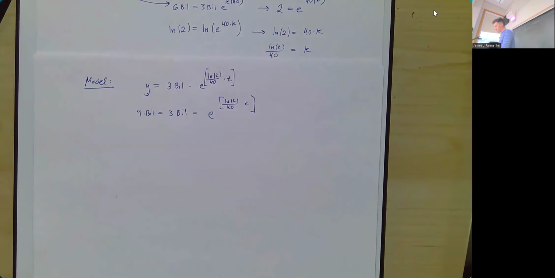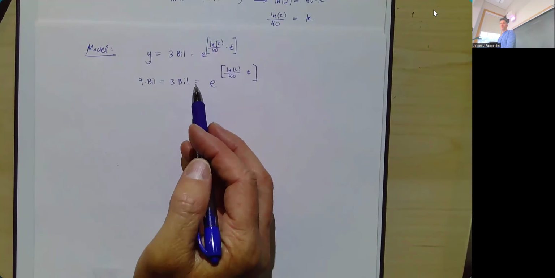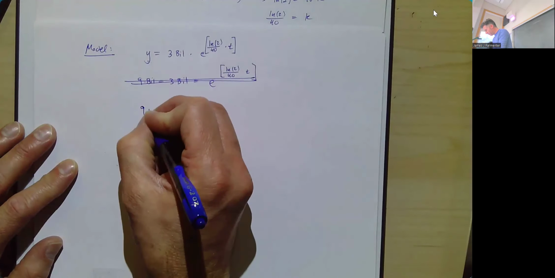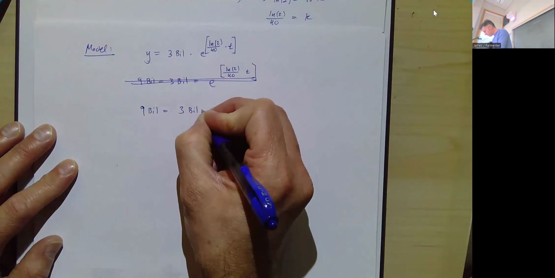We're almost out of time here, so let's do this real quick. That's terrible, James. This should not be an equal sign there. That's awful. Try that again. 9 billion for y and solving for t.